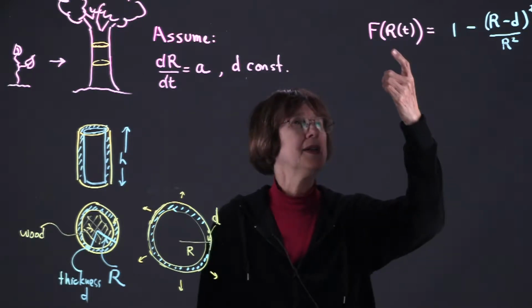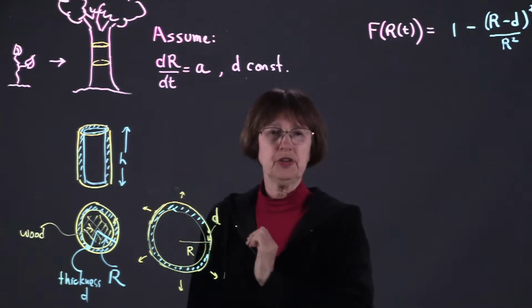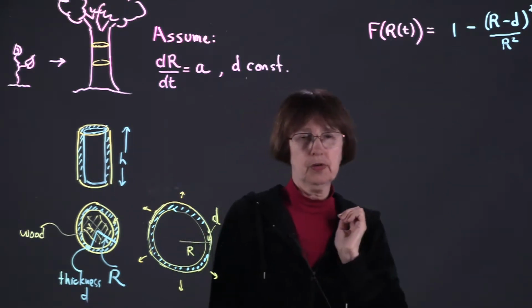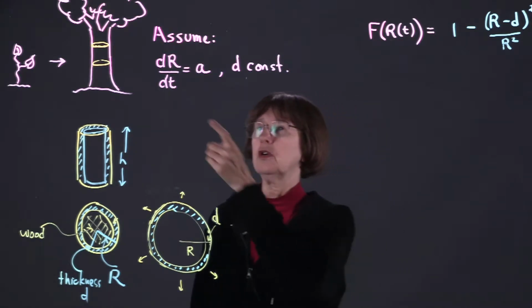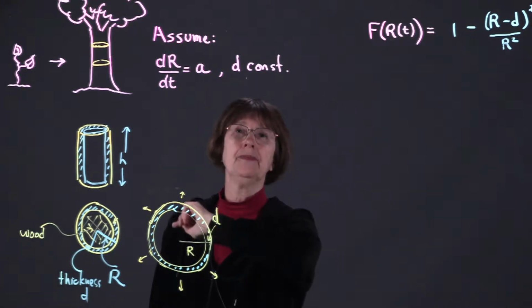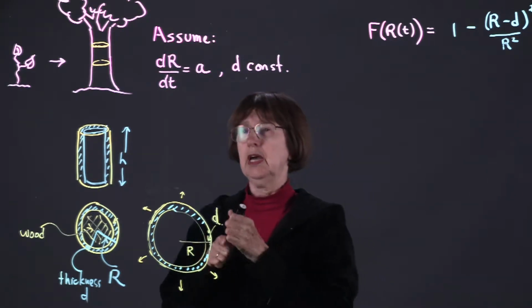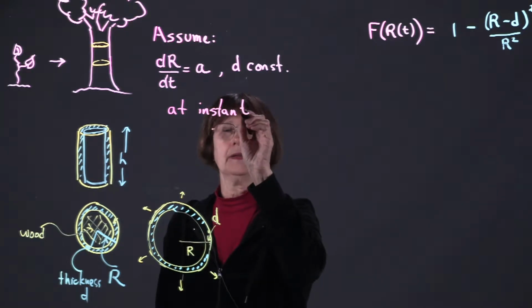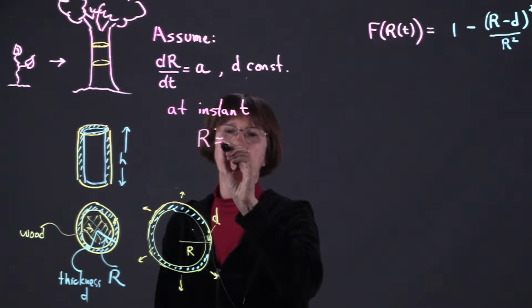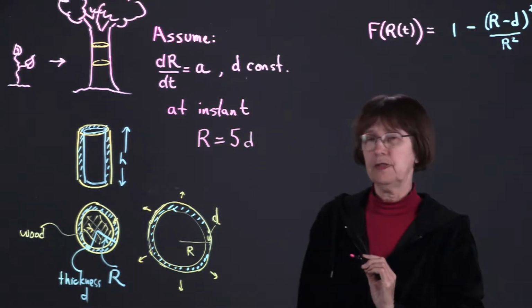We've arrived at an expression of the fraction of living material in this tree trunk as a function of the current radius of the trunk. Now let's see how it changes as the trunk grows at a constant rate A, where the thickness of living material stays constant, and where moreover we'll look at the instant that the radius is, let's say, 5 times the thickness of the living part.